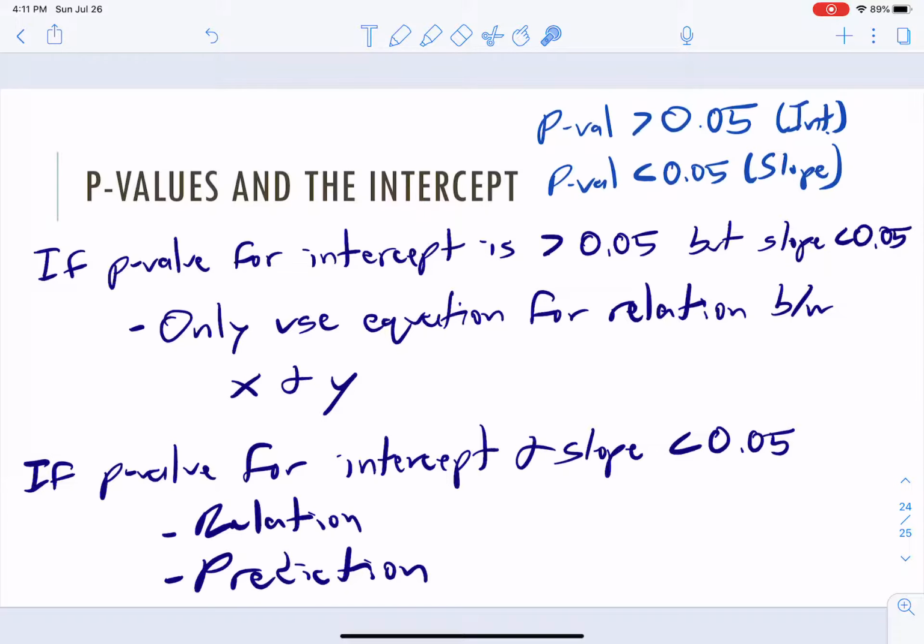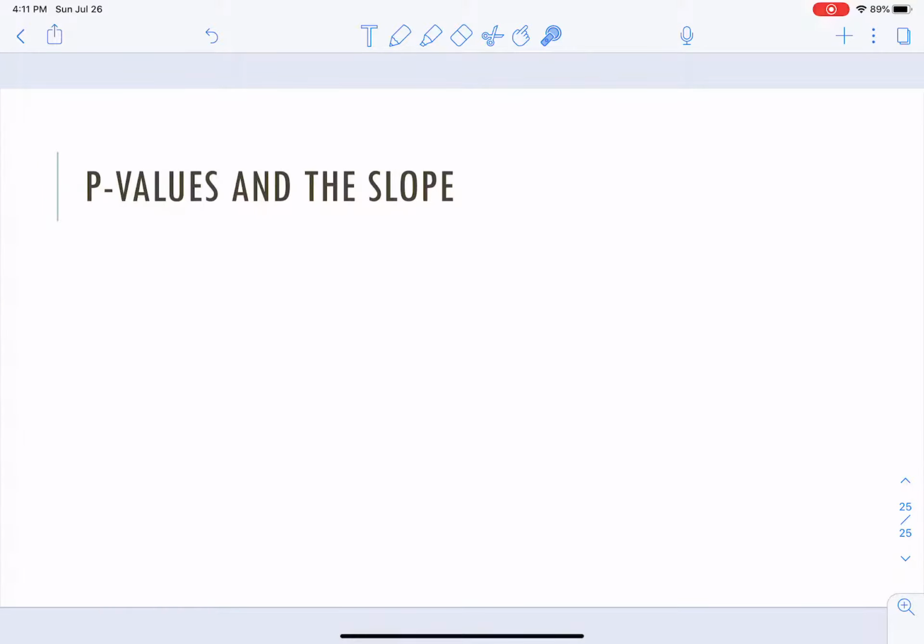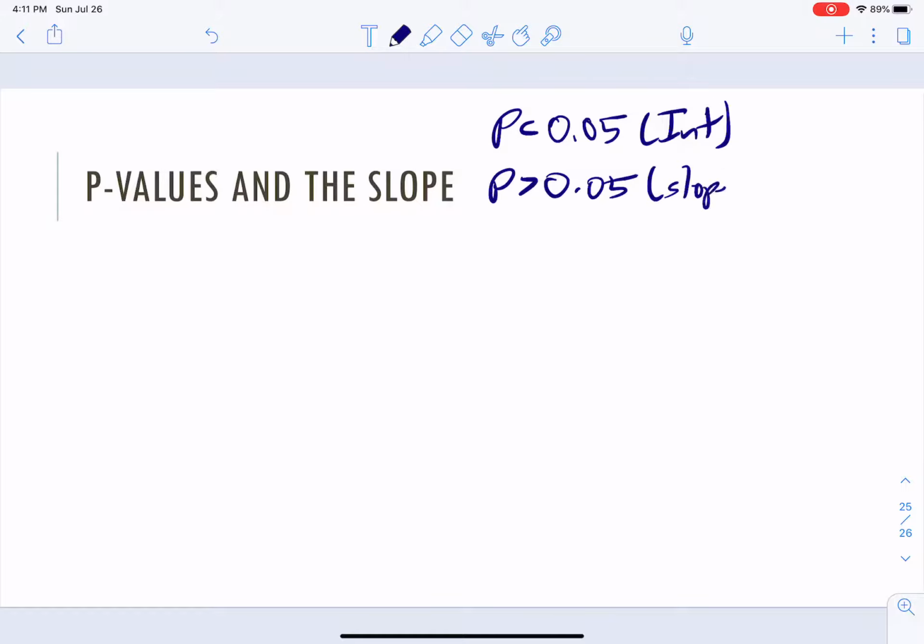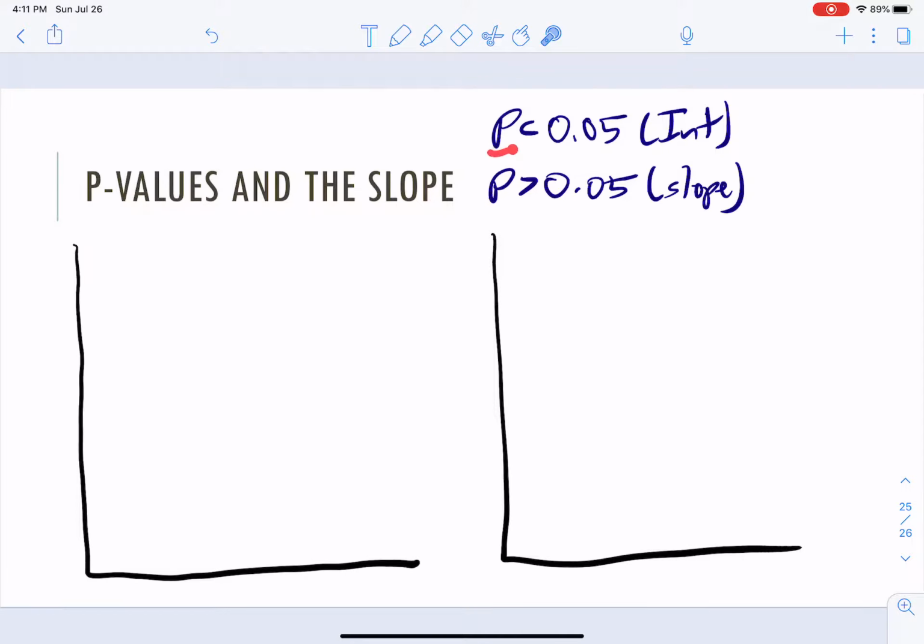Now, what about the slope? What about the p-value? Can we trust the actual estimate for the slope if it's greater than 0.05? What do we do? Okay. Well, I'll draw this, right? So we'll say that the p-value is less than 0.05 for the intercept, but then greater than 0.05 for the slope. What does that look like? Well, it's going to be very similar to what we saw before, except what we're saying here is that we can trust our intercept, but we cannot trust the slope. So we get some data, right?